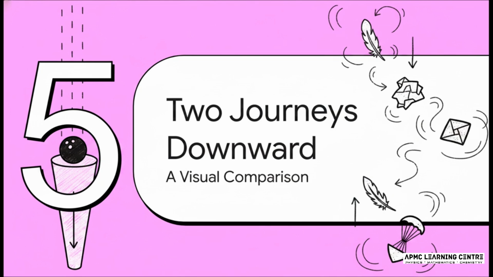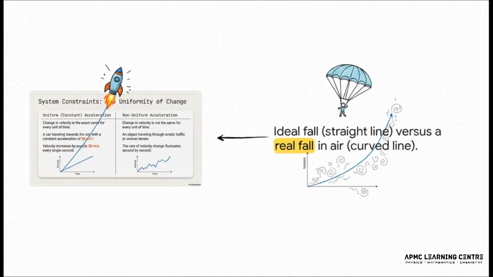Okay, so now we've got our two scenarios. The perfect, ideal fall in a vacuum, and the real-world fall through the air. Let's put them side by side and really see the complete picture. And boom, this single image tells the entire story. On the left, in a vacuum, the velocity just keeps increasing forever in a perfect straight line. But on the right, here in the real world with air, the journey is totally different.